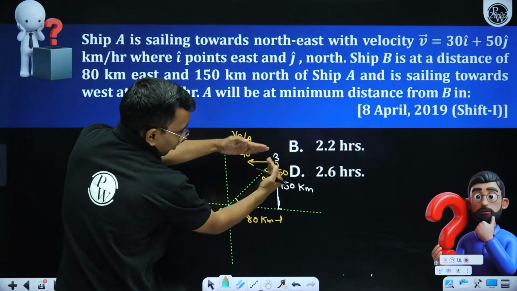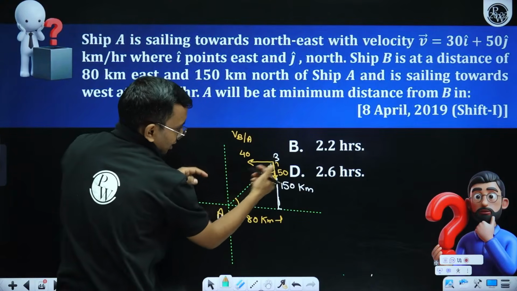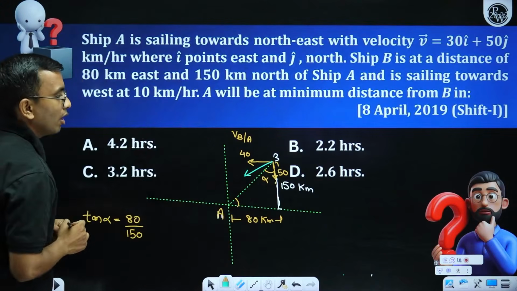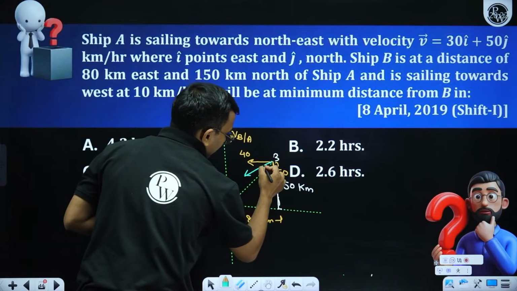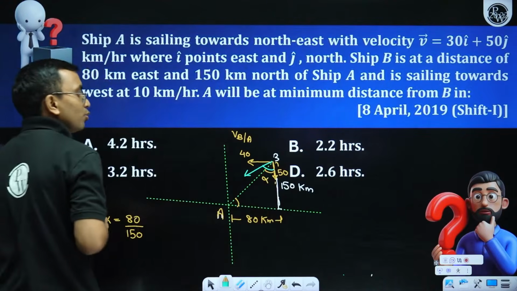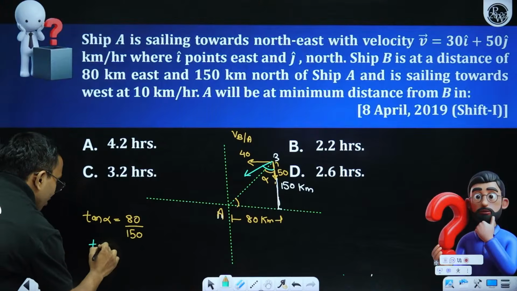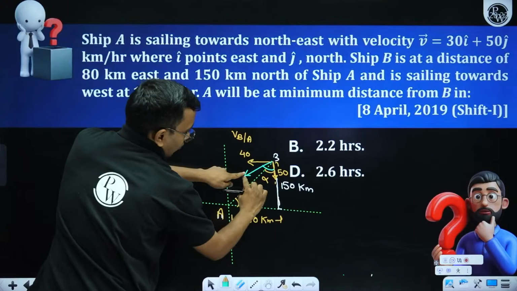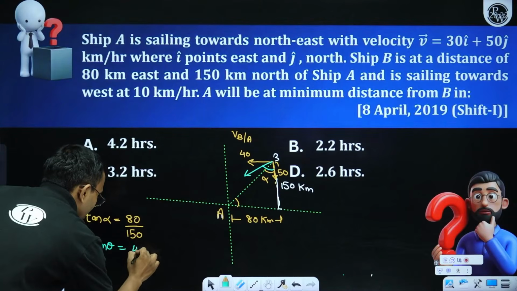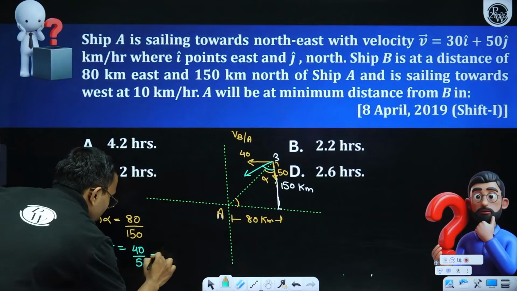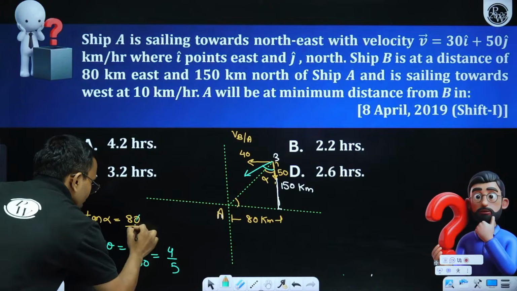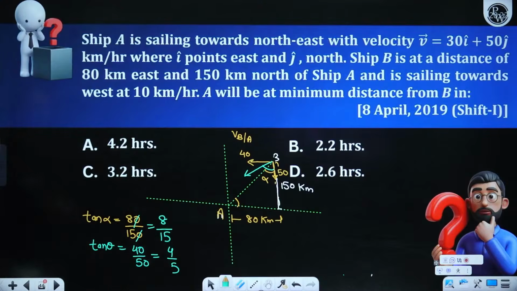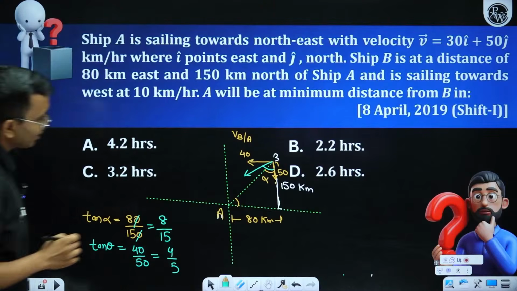These are the two components of the velocity. The resultant velocity will be somewhat like this. How much will the angle of the resultant velocity be? You can take that angle to be theta. So tan theta is equal to 40 divided by 50, which means 4 by 5. This was 8 by 15. This is my theta.